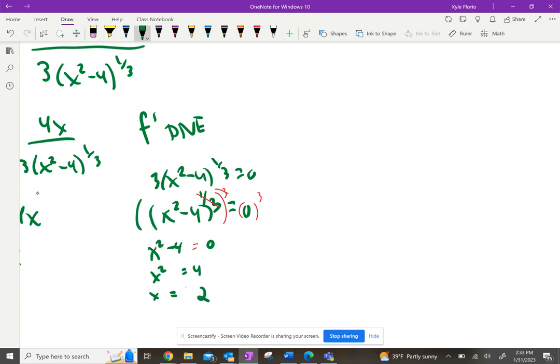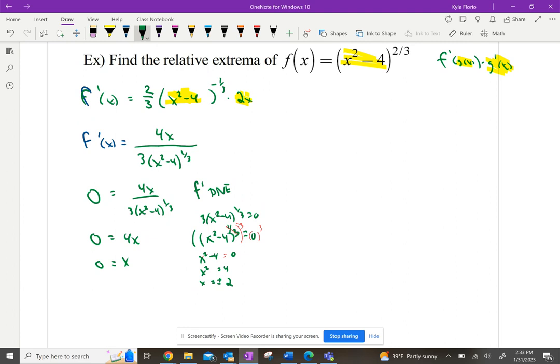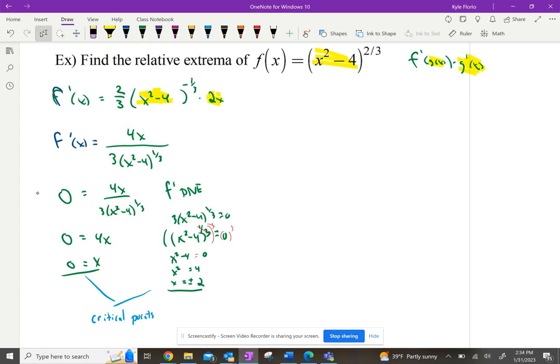So x equals not just 2, but plus or minus 2. Many people get upset when they miss out on that. So plus or minus 2 does exist in this function. I would just get 0 to the 2/3, which is 0, which is fine. So 0, 2, and negative 2, these are my critical numbers, or points, I don't care what you call it. So now we're going to use that to define my intervals.